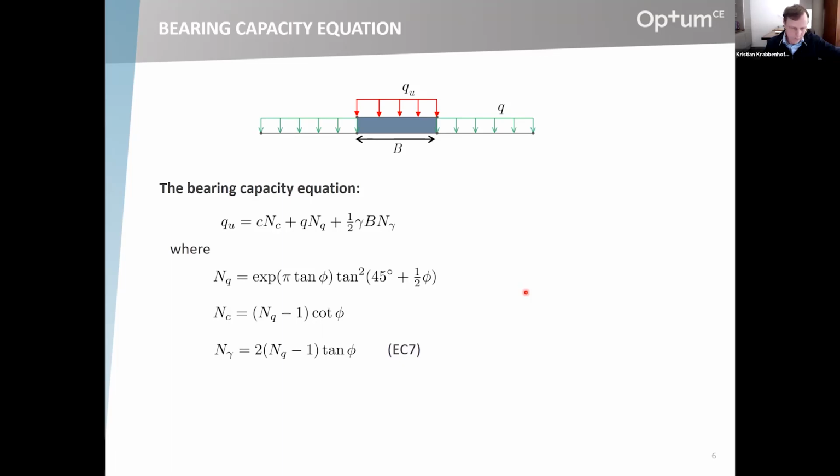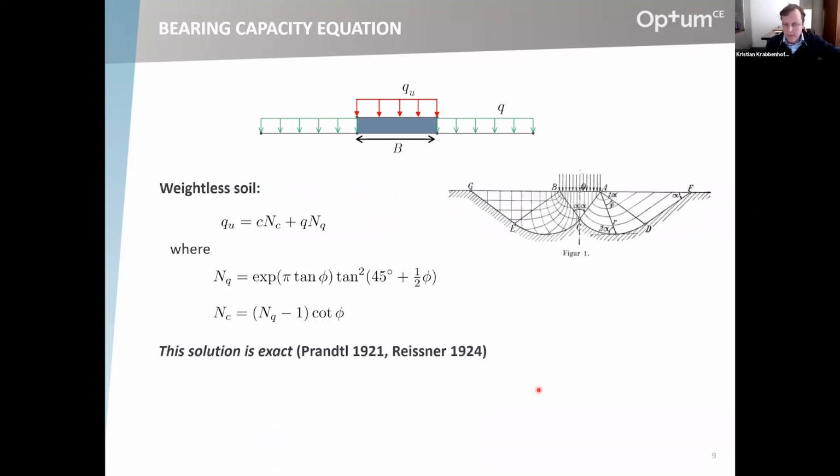But there's someone called Brinch Hansen as well, who says it should actually be a factor of 1.5 instead of 2 here. There's Meyerhof, which is also a common one, which says a factor of 1, but then a factor of 1.4 here in tan phi. And there's a huge number of other equations out there. And so the question is, which one should be used?